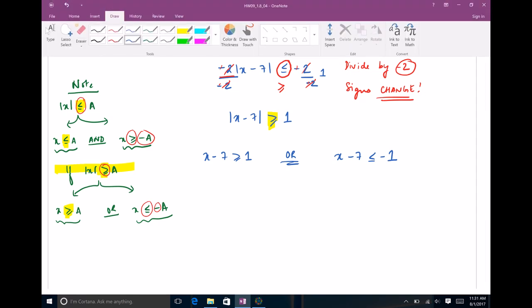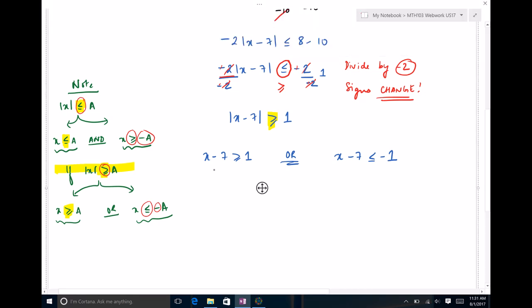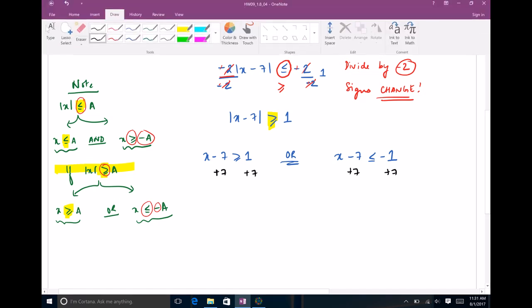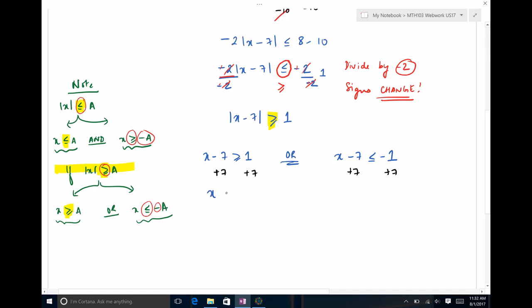Now these are simple linear inequalities. To solve them, I'm going to add 7 to both sides of the equation. That's exactly what I need to do on this side. So what do I get? I get x is greater than or equal to 1 plus 7, that is x is greater than or equal to 8, or x is less than or equal to negative 1 plus 7, that is x is less than or equal to 6.